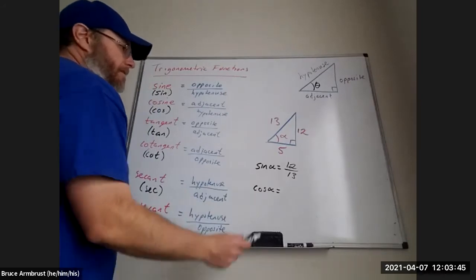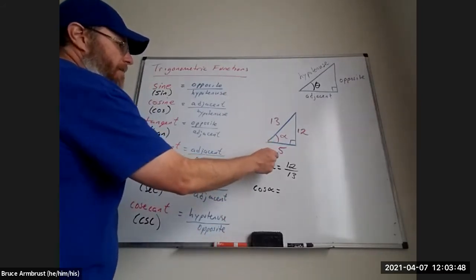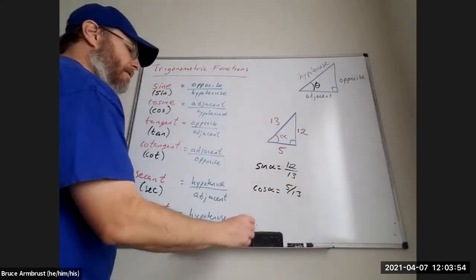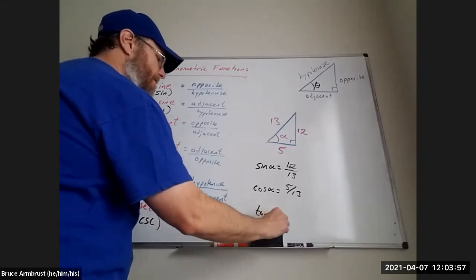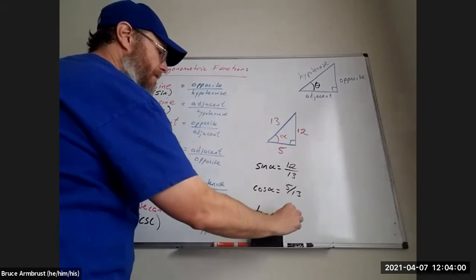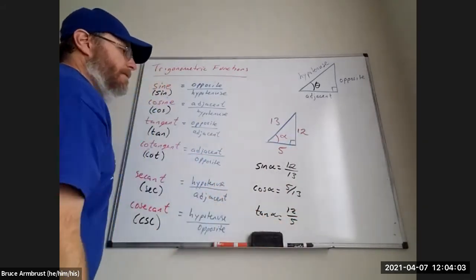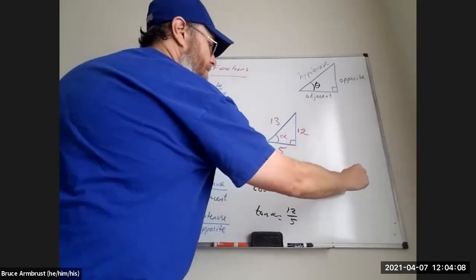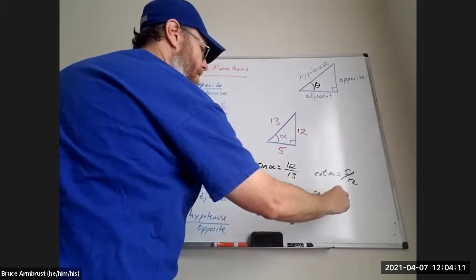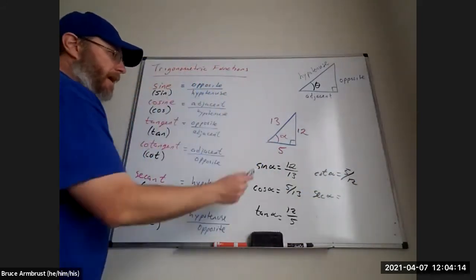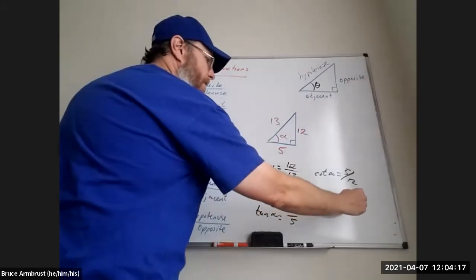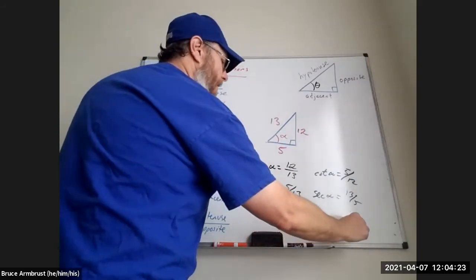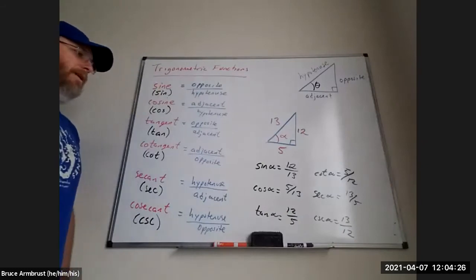Cosine of alpha, that's the adjacent side divided by the hypotenuse. It's 5 over 13. All right, so tangent of alpha is opposite over adjacent, so that's going to be 12 over 5. Cotangent was adjacent over opposite, so that's 5/12. Secant was hypotenuse divided by adjacent, so that's 13/5. And then cosecant was hypotenuse divided by opposite, so it was 13/12.